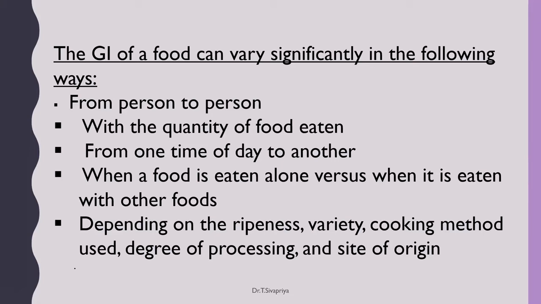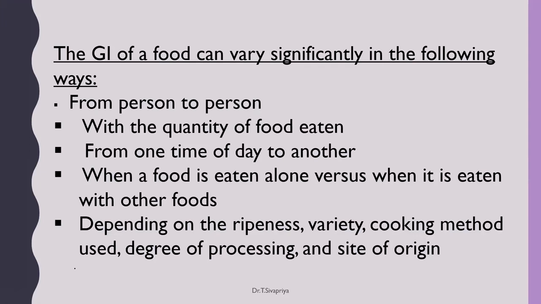Similarly, the glycemic index may not rise very sharply when the person is active, whereas when the person is physically inactive, it may rise very sharply. It also depends on whether a food is eaten alone or with other foods, and on the ripeness, variety, cooking method used, degree of processing, and the site of origin.